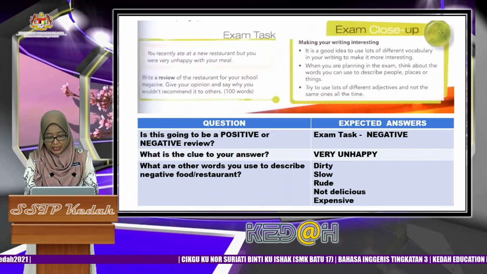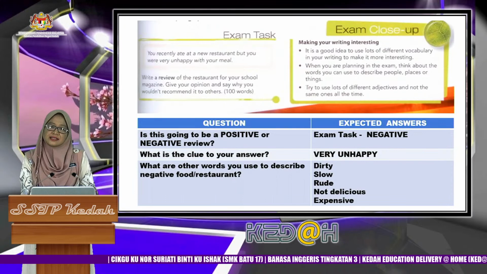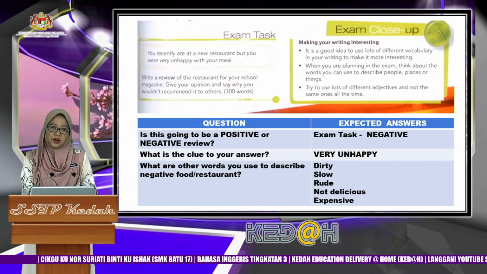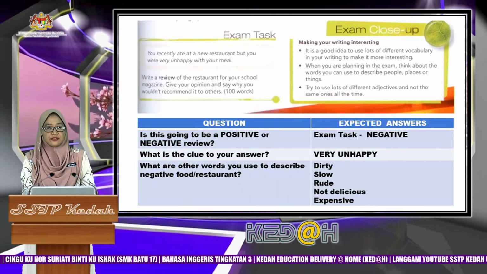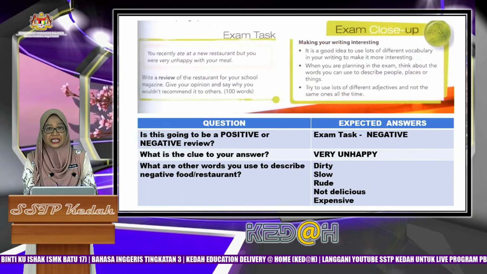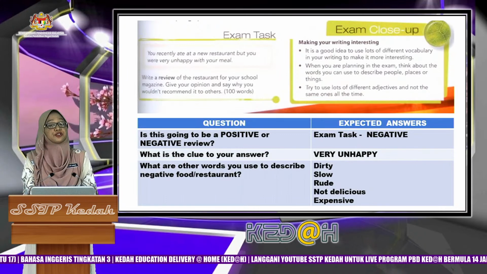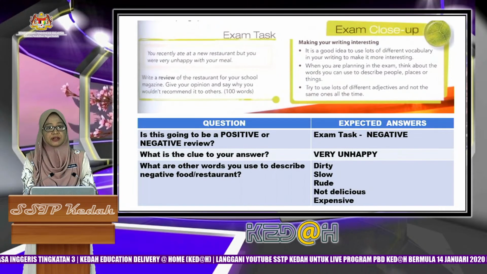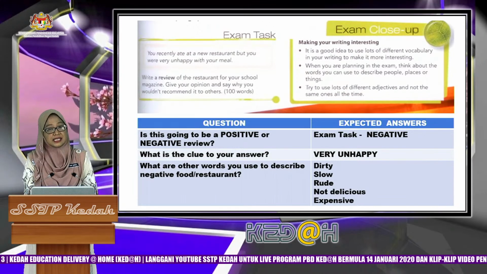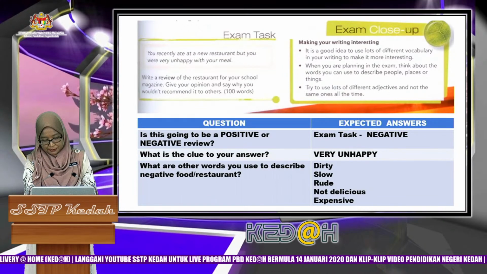Pupils will read the exam task and ask questions like this. Is this going to be a positive or negative review? And the partner will respond negative. What is the clue to your answer? The response should be very unhappy. What are other words you use to describe negative food or restaurant? So the response or the expected answers should be dirty, slow, rude, not delicious, and expensive.